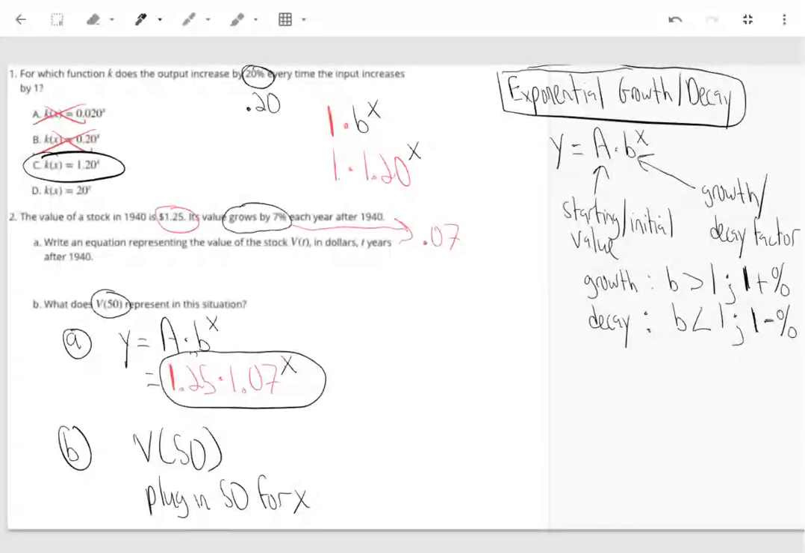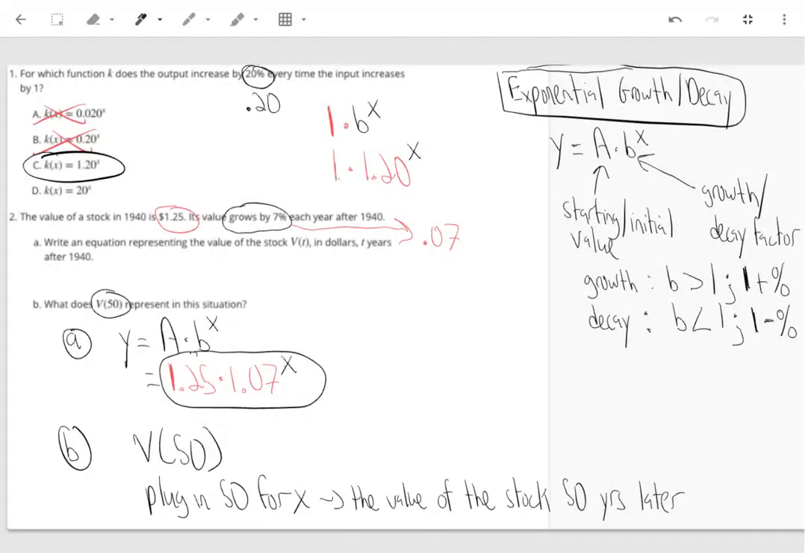Now, the question says, what does it mean in this situation? In other words, what does that mean in the context of the problem? Yes, it means plug in 50 for x here, but what is that value? If I plug in 50 for x, it's going to tell me the value of the stock 50 years later. That's what V of 50 represents in this situation.